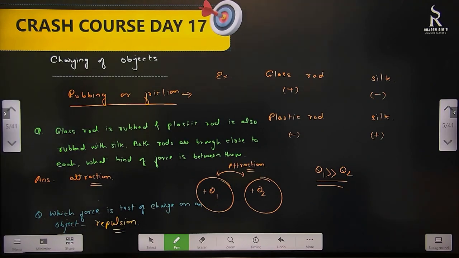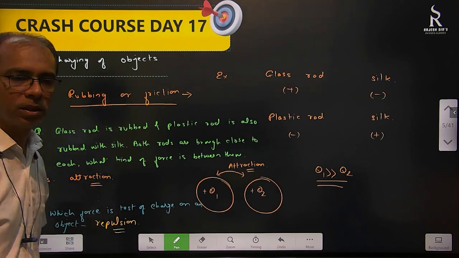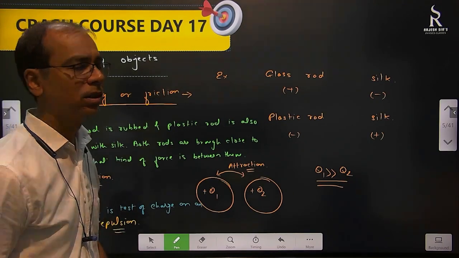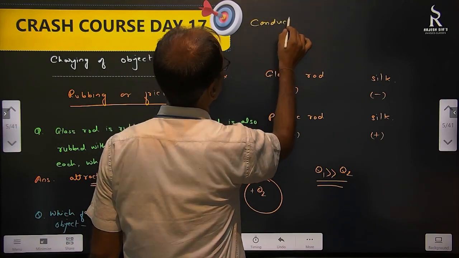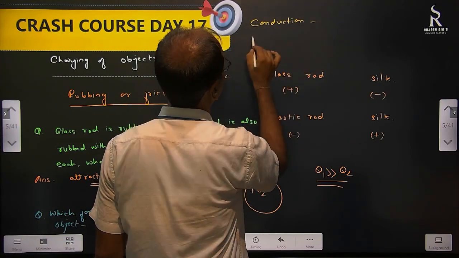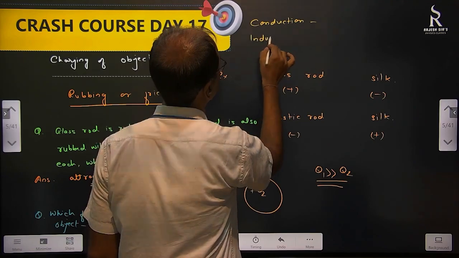Okay, this is rubbing or friction, which we have discussed. What are the other two methods through which we do charging? Conduction is one method and the other method is induction.